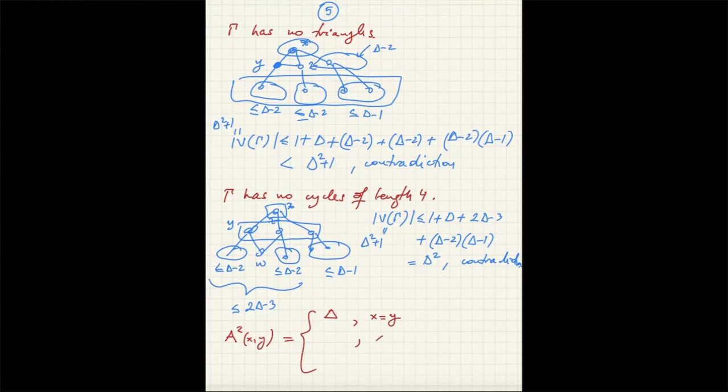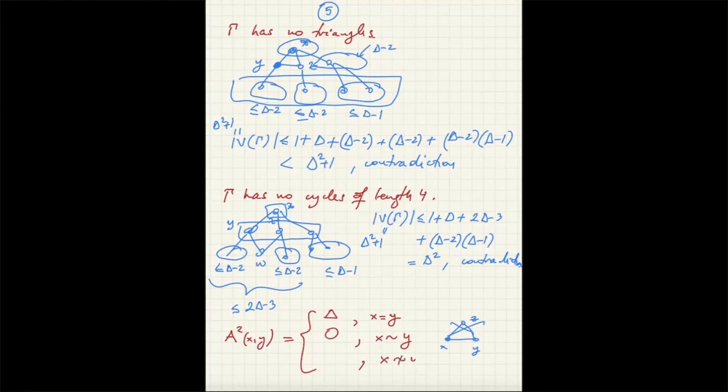Now, if x is adjacent to y, what will this count be? You have a situation here where x is adjacent to y, and you're counting the number of walks of length 2 from x to y. So you go from x to some other vertex z, and you go to y. But the number of such walks is the same as the number of triangles that contain x and y. And we saw before that there are no triangles. So this number is going to be 0.